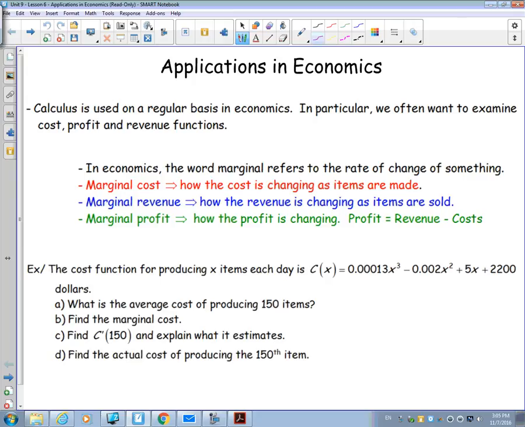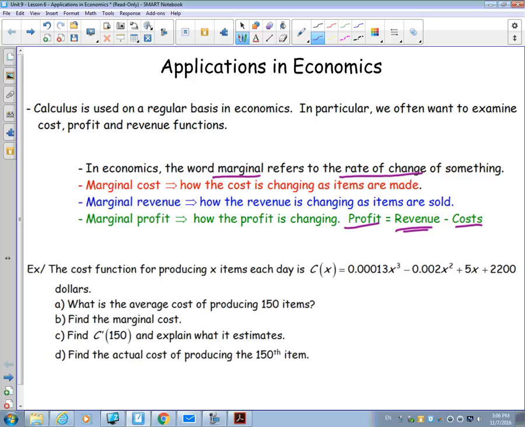Just some words we're going to come across. The word marginal in economics refers to rate of change. So if I'm talking about my marginal cost, I want to know how my cost is changing. If I want to talk about my marginal revenue, how's my revenue changing? And marginal profit, how profit's changing. And don't forget that profit is always your revenue minus your costs. You don't actually get every penny back that you sell something for. It probably cost you something in the first place to make it.